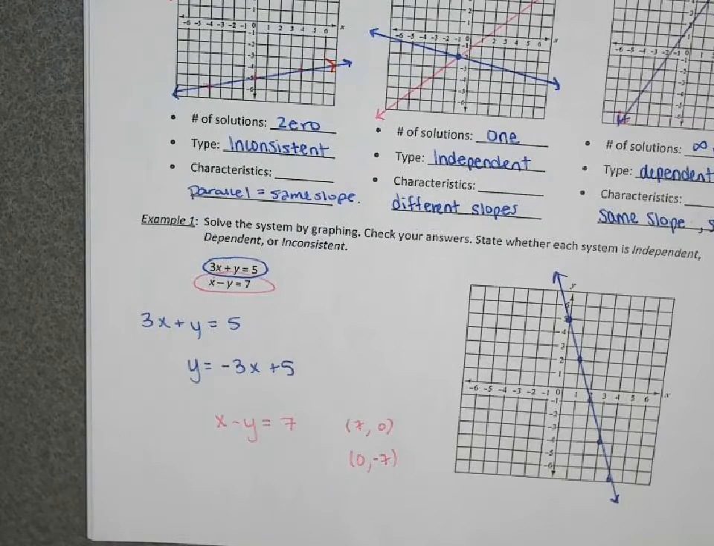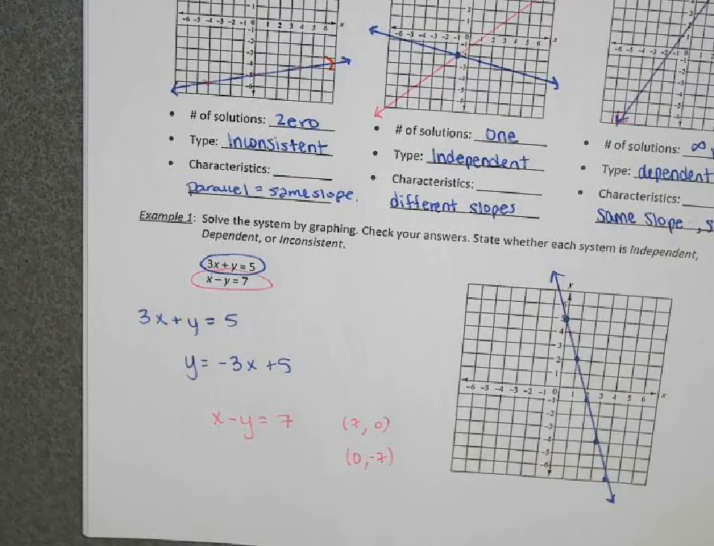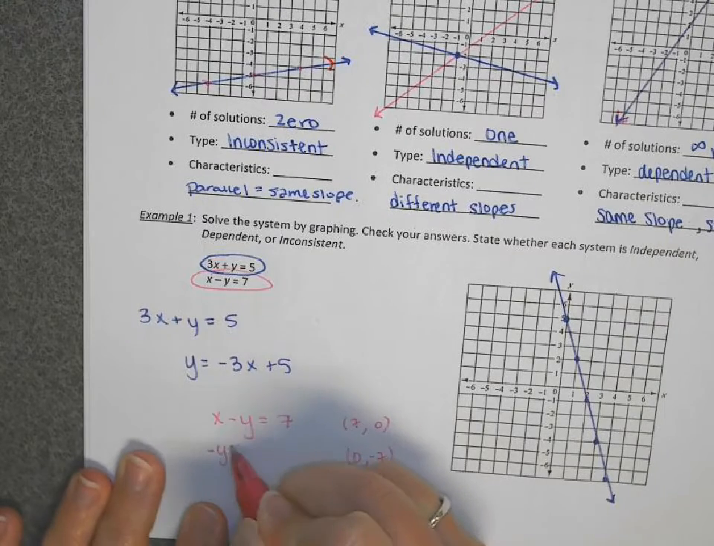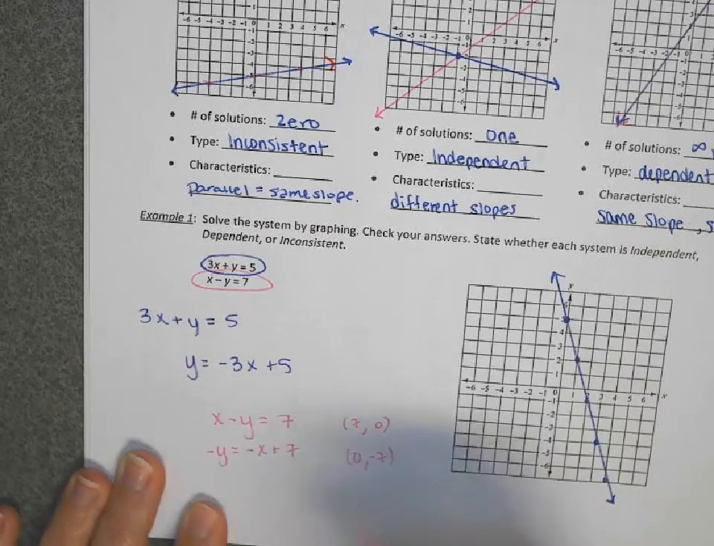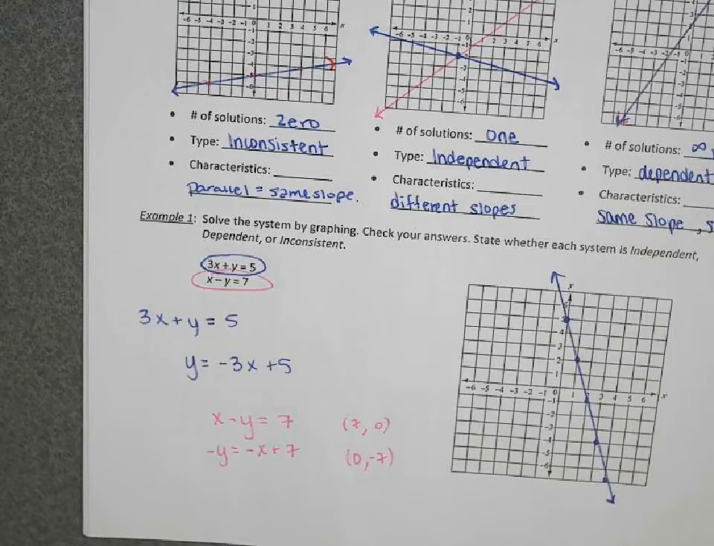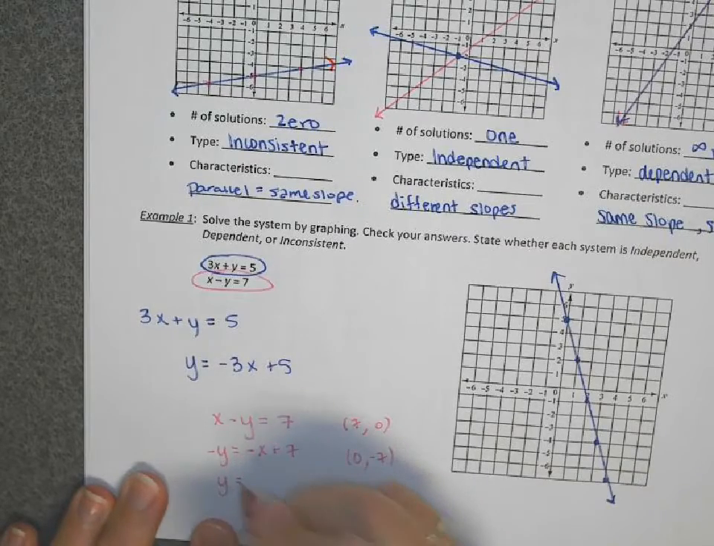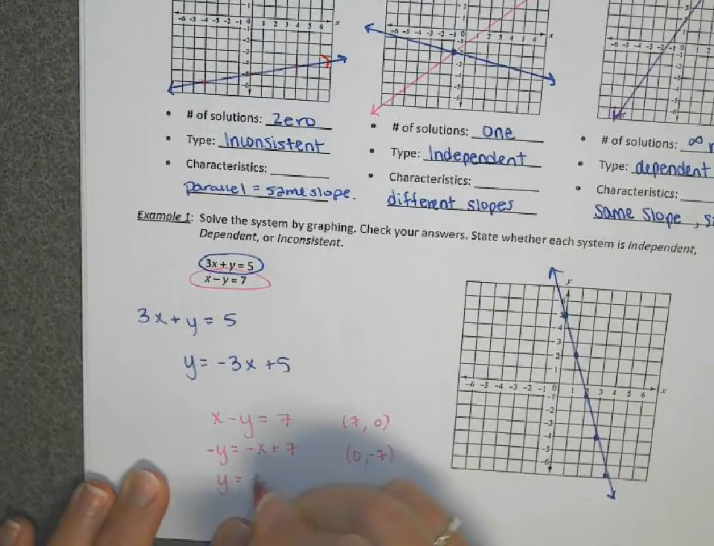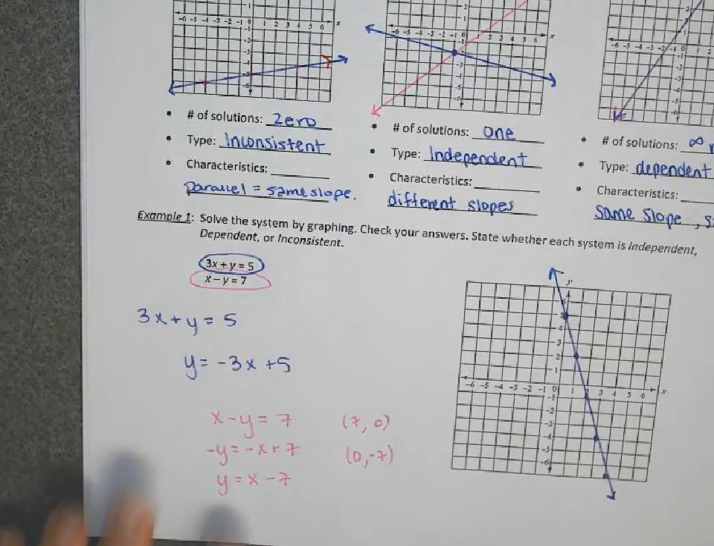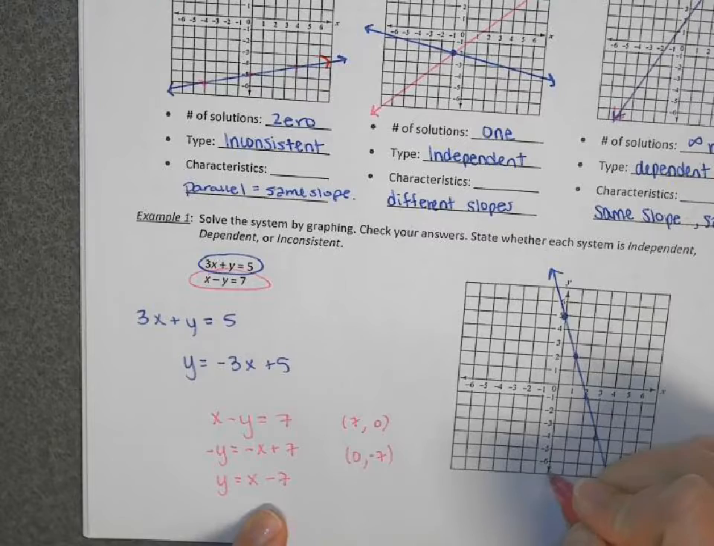So you could do it like this. Okay, we'll do it both ways. How could you change it to be a little bit easier to graph, if you wanted to put it in a different form? Subtract x. We're going to have negative y equals negative x plus 7. Then divide everything by negative 1. So y equals, that turns to positive, that turns to positive, that turns to negative. Okay, so I go to 0, negative 7.